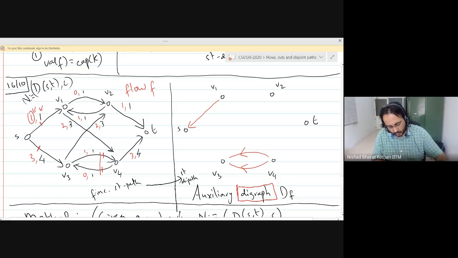Can someone else tell me? What do we do here? What do we do in this case? From S to V3. Don't worry if it is a bit vague, it's okay. It's all right to be confused as to what is going on. We will write down everything formally in some time. What do we do with this arc? The capacity is 4, the flow is 3. What should I do here?